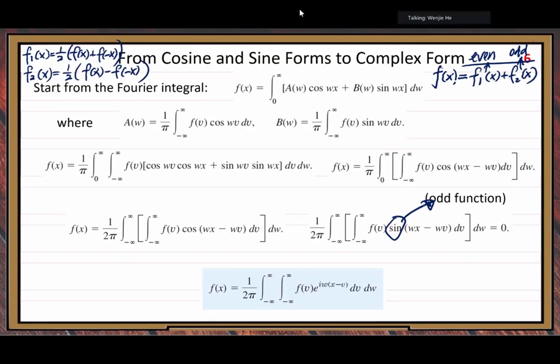All right. So this step. Let's move to the next step. Let's try to understand the meaning of this Fourier integral in the complex form.